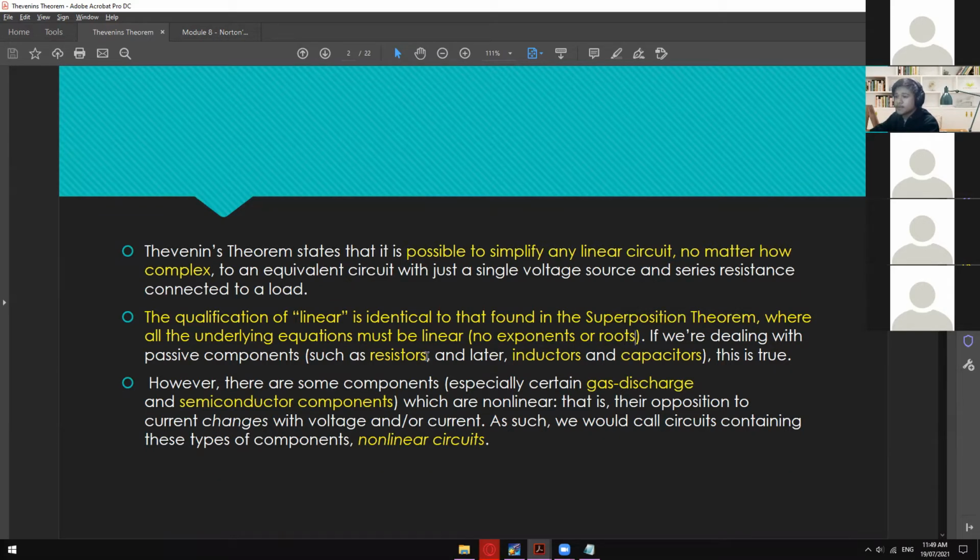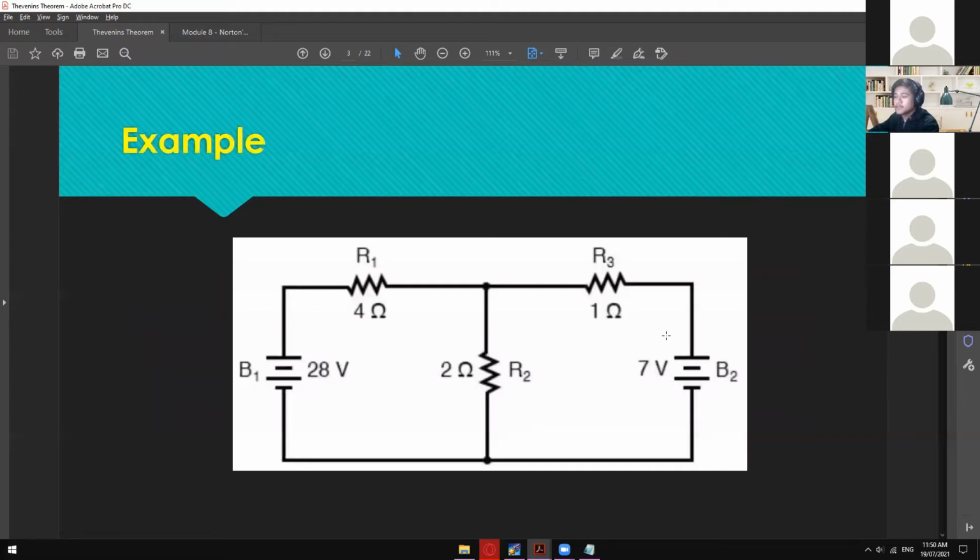Again, as long as it's linear and there are no exponents or roots on that circuit. If we have resistors, inductors, and capacitors, that is possible. But if we have gas discharge or semiconductor components, that is not possible because that's already a non-linear circuit. So do take note of the limitation of Thevenin's theorem. This one is only possible if we have a linear circuit. So without further delay, let's use again the same example.